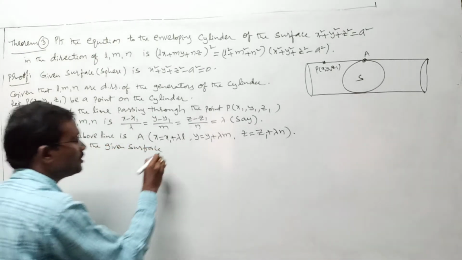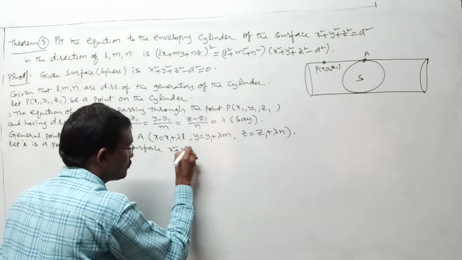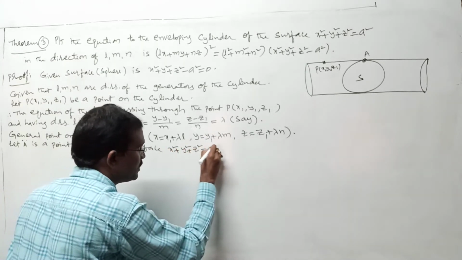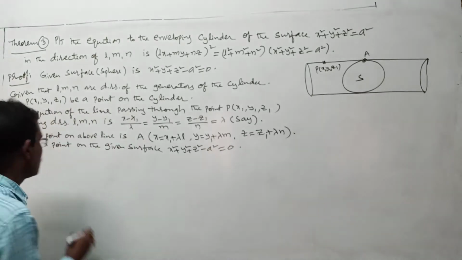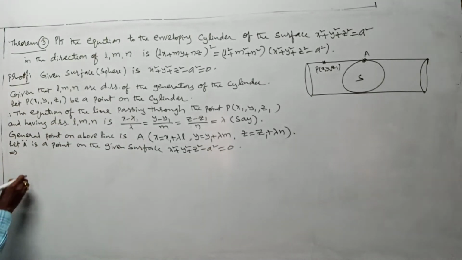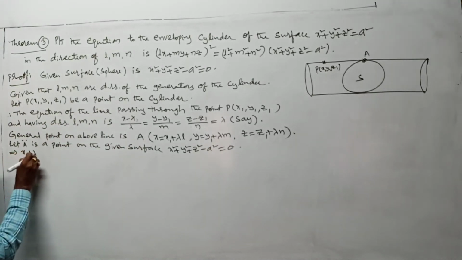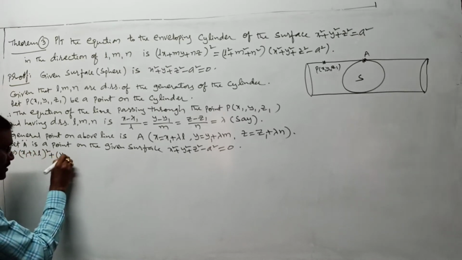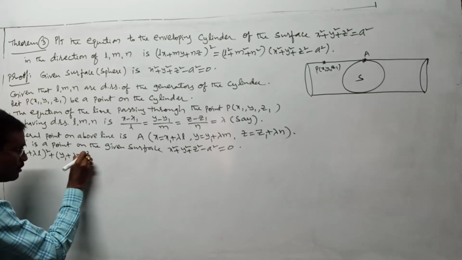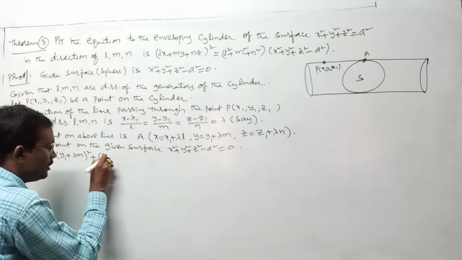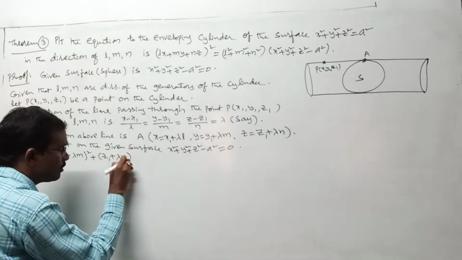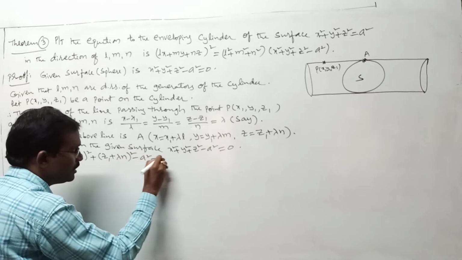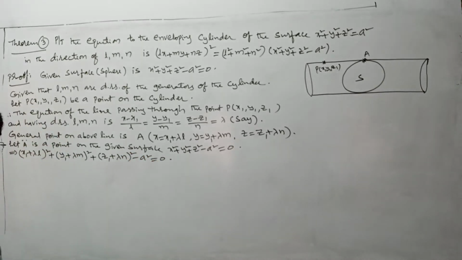What is that surface? x square plus y square plus z square minus a square equal to 0. This implies we have (x1 plus lambda L) whole square plus (y1 plus lambda m) whole square plus (z1 plus lambda n) whole square minus a square is equal to 0, right?